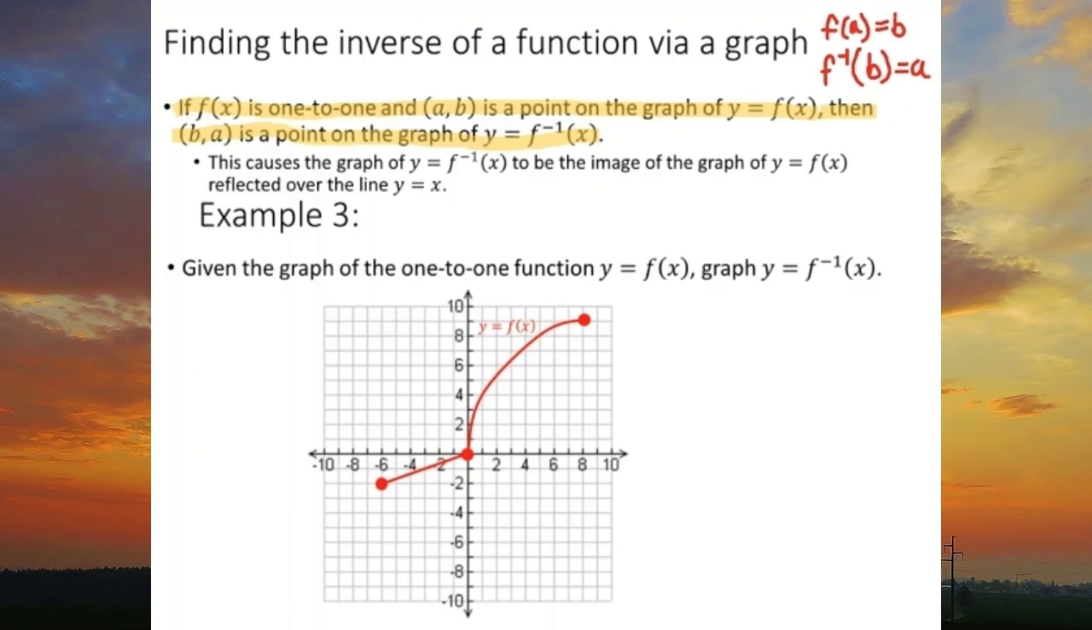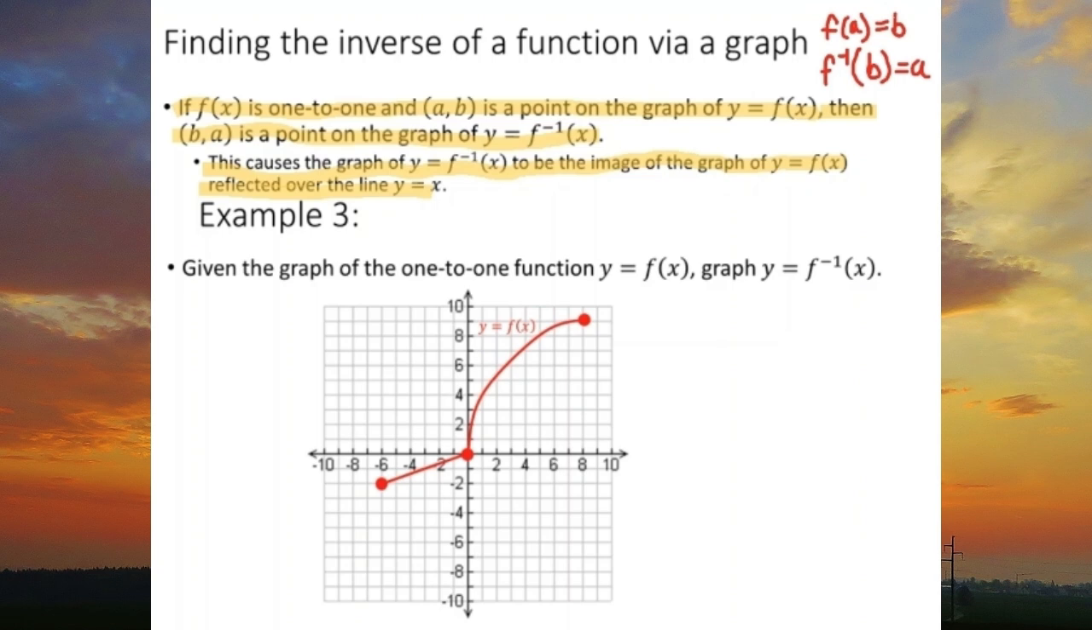This relationship between the points of f and f inverse causes the graph of y equals f inverse of x to be the image of the graph of y equals f of x reflected over the line y equals x. Using this information, we're going to take the graph of f of x below and graph its inverse. Our function will have an inverse because no matter where I draw a horizontal line, we see that the horizontal line will only intersect one point. So our function is 1 to 1.